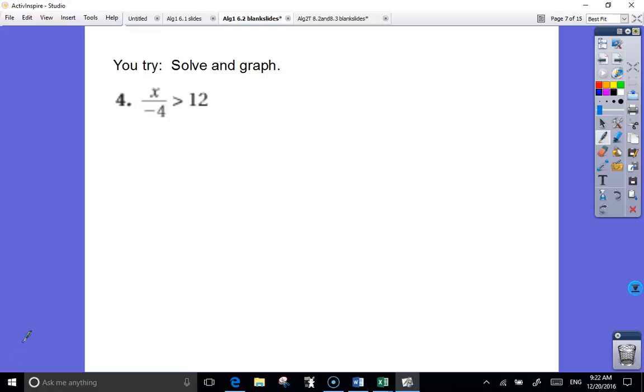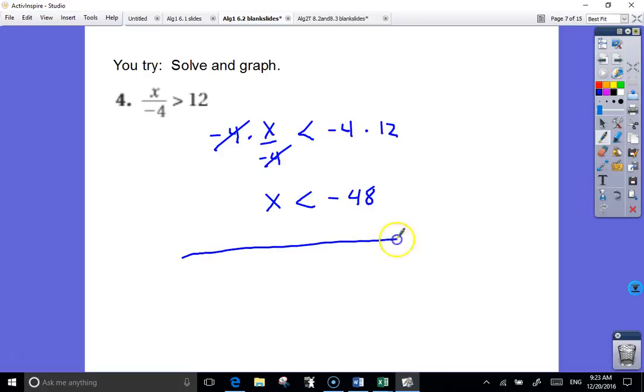Michael. Okay? What do I got to do to solve this one? Multiply by -4, right? And at the moment that I multiply by -4, what do I got to do to the inequality symbol? Flip it. So there it's a greater than, now it's a less than. The -4's cancel. x is less than -48. Number line. -48. Open circle. They like these open circles, that's for sure. And it's that way.